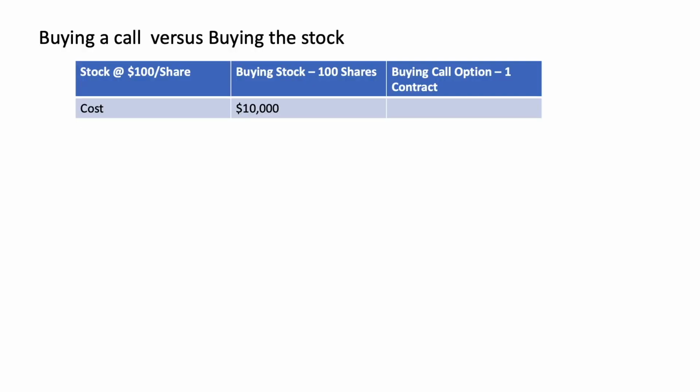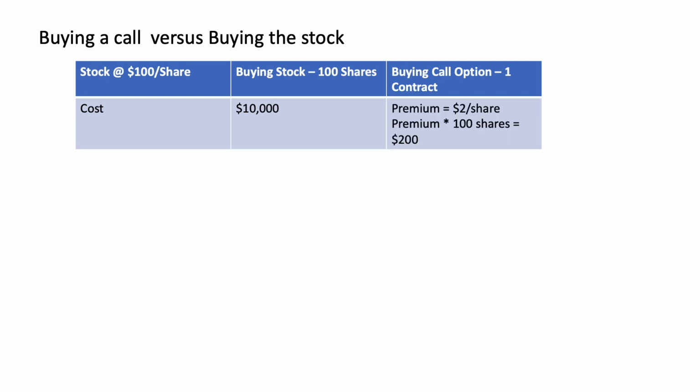Let me show you what the main advantages are of using a call option versus just buying a stock. So let's say we had a stock at $100 per share and you wanted to buy 100 shares of that stock. Your cost would be $10,000, 100 times 100. If you wanted to buy one contract of a call option, and let's say for this discussion, the premium was $2 per share, your cost would be the premium times 100 shares, or $200.